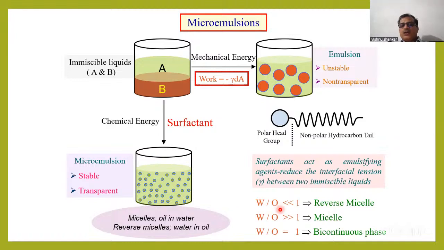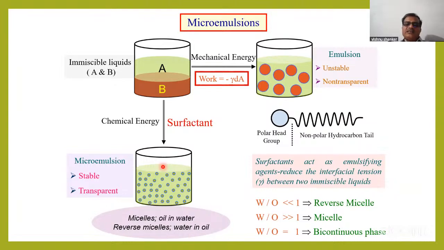If the water and oil ratio is less than 1, the oil proportion is more and water is less, so water is dispersed into the oil. That is why it is called water in oil. If the water and oil ratio is greater than 1, the water proportion is more and oil is less, so oil is dispersed into the water, and you call it oil in water. So water in oil means water dispersed into oil, and oil in water means oil dispersed into water.